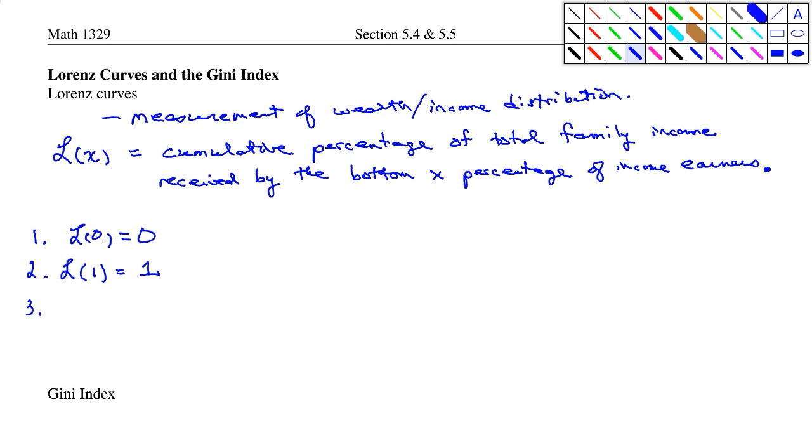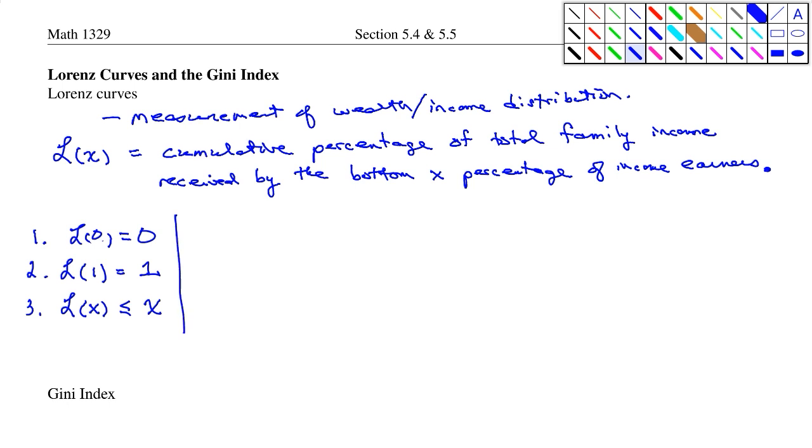And then number 3 is L of x is always less than or equal to x itself. What that means is that the x percent of the bottom wealthiest people, because we're looking at the poorest, the bottom, they can't earn more than that percent of the entire wealth. Because if they did, they wouldn't be the poorest, they would be on the wealthier side. So that's just an ordering issue.